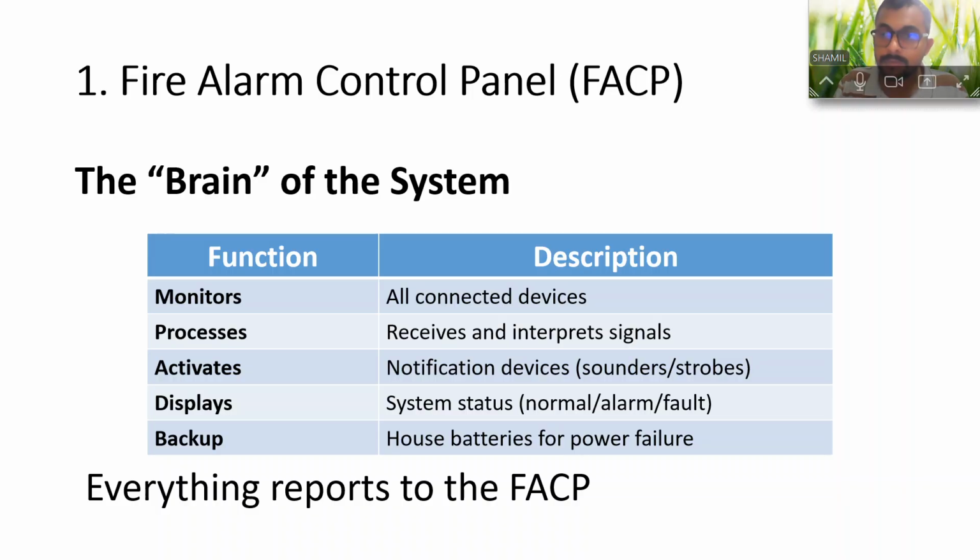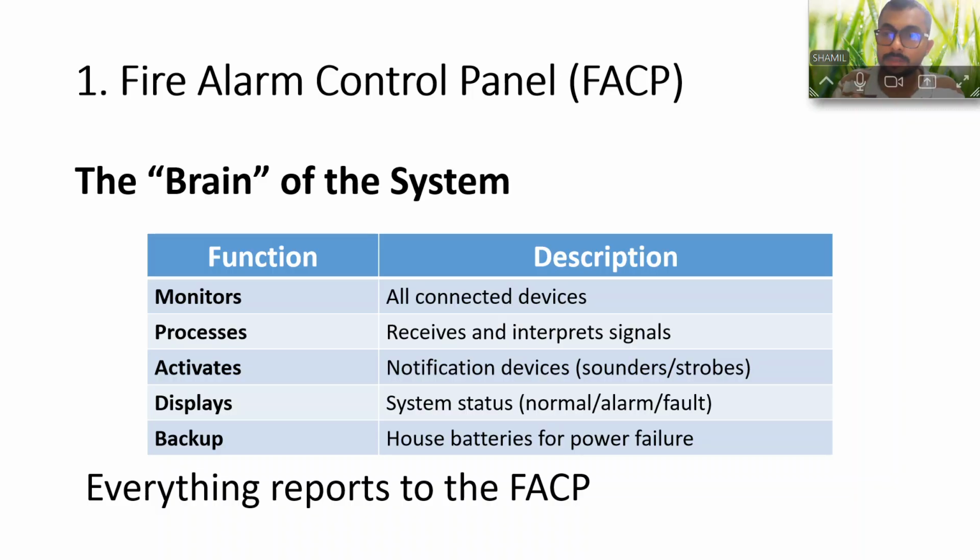The third function is activation. Once the signals are interpreted, in case one of the signals turns out to be an alarm, the fire alarm control panel will send a command to the notification devices to activate the sounders and strobes. Notification devices here means sounders and strobes. The fourth function is displays. Whether the system is in alarm condition, fault condition, or normal condition, the fire alarm control panel will display that particular information.